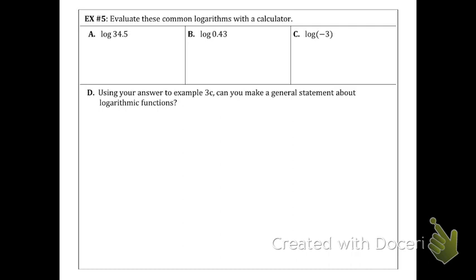Example 5 wants us to evaluate the common logs with a calculator. So we're just going to type it in. If you look at your calculator, on the left-hand side, fourth button up, you should see the word log. And so we're just literally going to type in log of 34.5. And I got 1.538. Then log of 0.43, so negative 0.367.